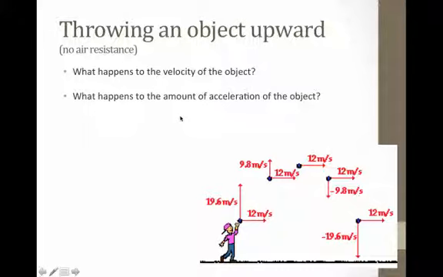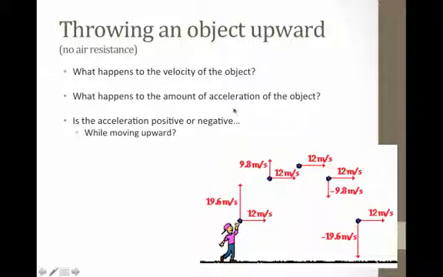What happens to the amount of acceleration? Well, the amount of acceleration is dependent on the amount of force. And the force is gravity. And the force of gravity is not changing. So the acceleration is not changing. The amount of acceleration throughout the path of an object going up and coming down is 9.8 meters per second squared. The amount of acceleration does not change.